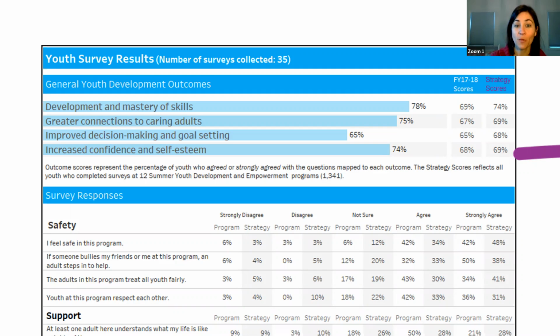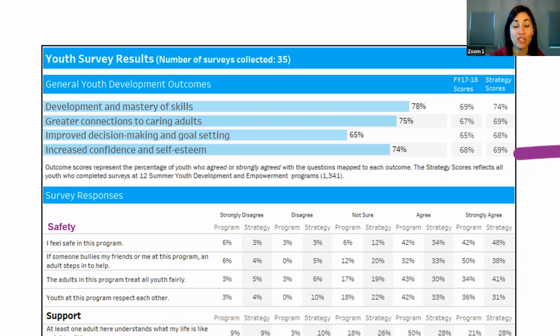You will also find results from last year under the fiscal year 17-18 scores column, as well as strategy level results, which shows the percentage of youth from other programs in our strategy who agreed or disagreed to these questions. These columns allow you to compare the results to last year and to see how your results compare to similar programs. Next, under this section, you will find survey results for individual questions, grouped by the quality dimension that they map to. For example, under safety, you will find survey results for the survey questions that were used to calculate the safety score that was displayed on the first page of the program.